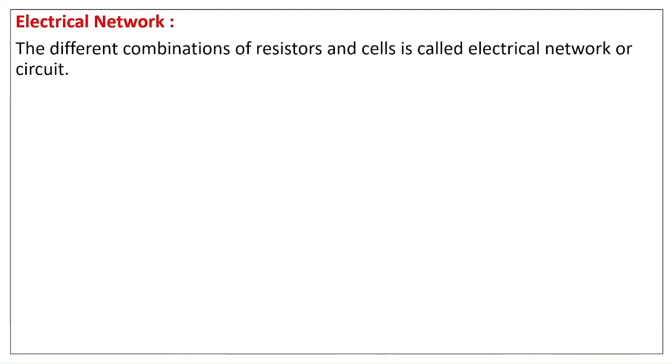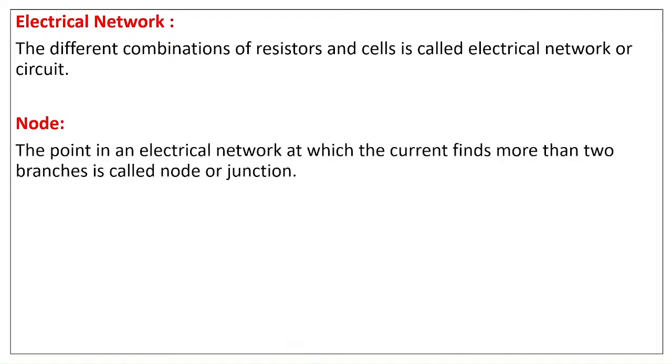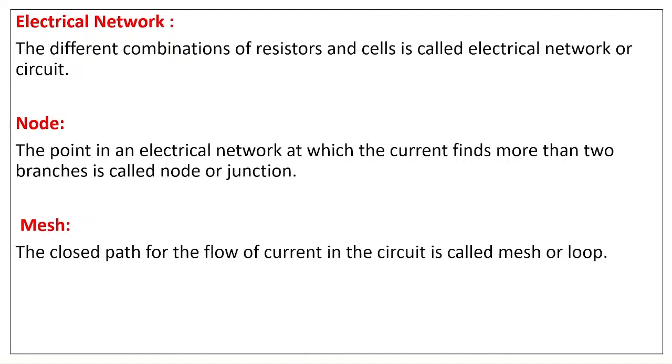Let's look at some definitions. 1. Electrical network. The different combinations of resistors and cells is called an electrical network or circuit. 2. Node. The point in an electrical network at which the current finds more than two branches is called a node or junction. 3. Mesh. The closed path for the flow of current in the circuit is called a mesh or loop.